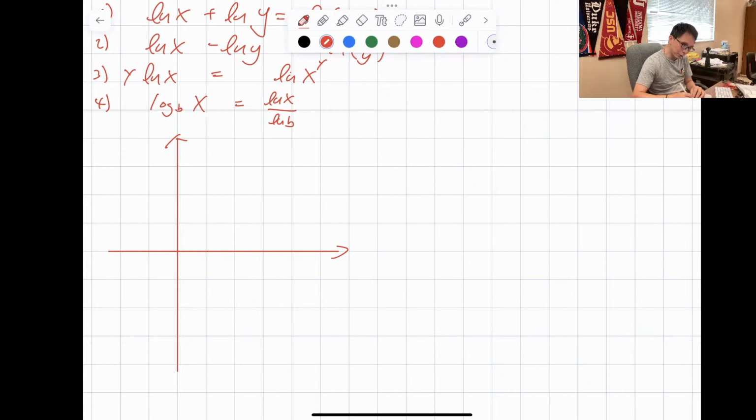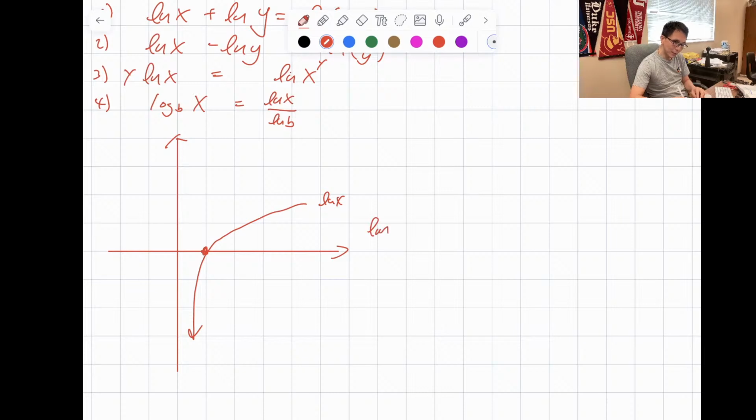Now for logarithms, you need to know two graphs. One is this, and this is the natural log of x graph. So for the natural log of x graph, the limit as x approaches 0 from the positive side of natural log of x is equal to what? Negative infinity.